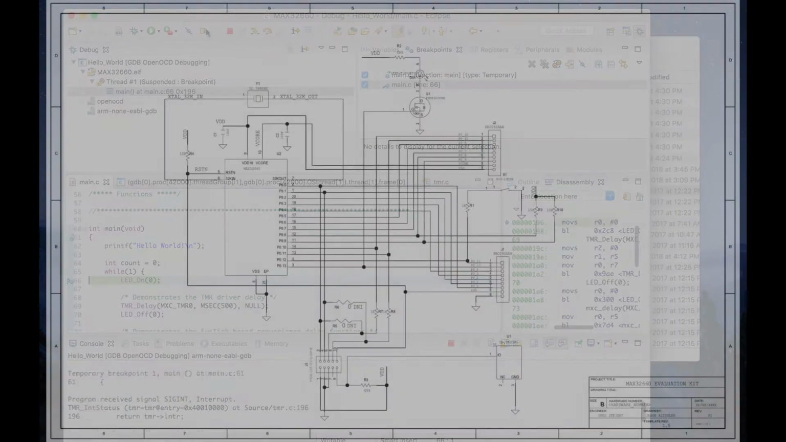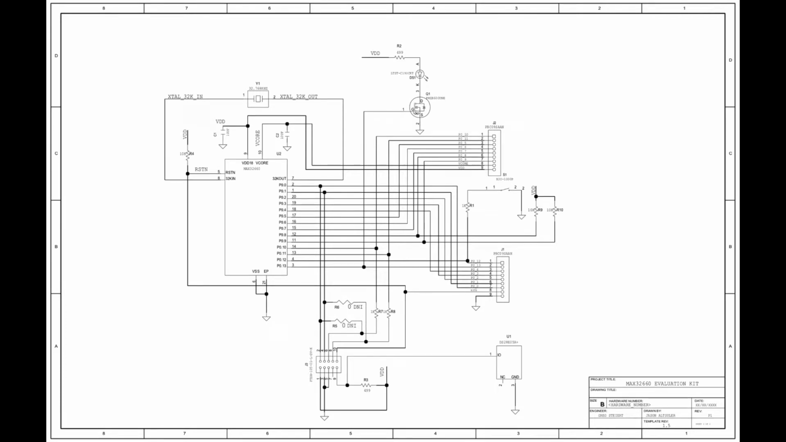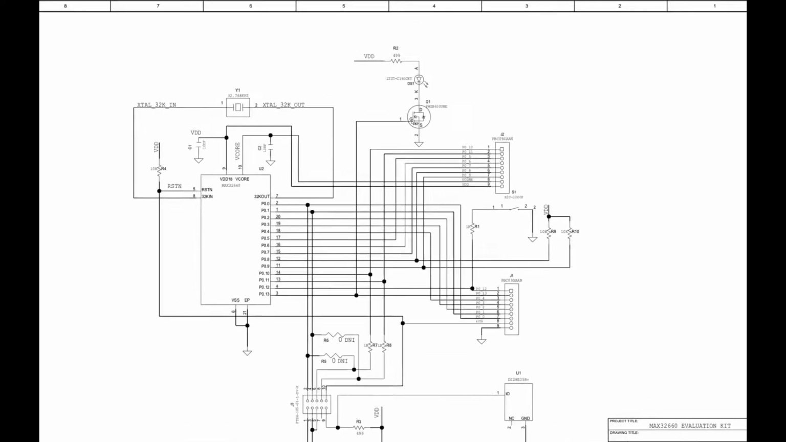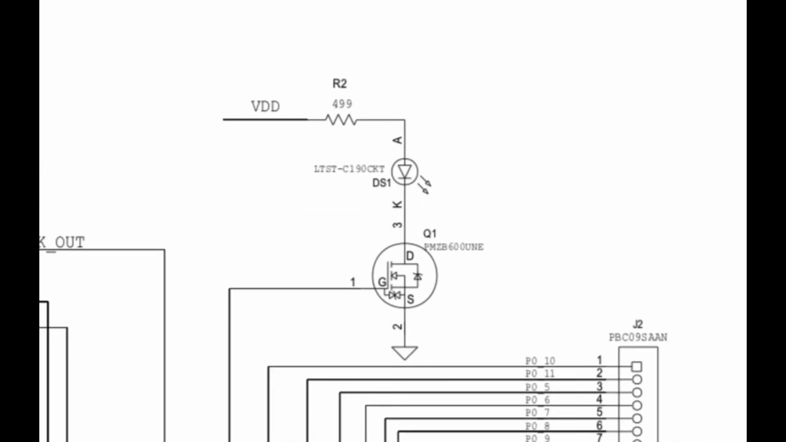Okay, this is a good time to take a look at the board schematic. This board is actually a pretty simple affair, with the MAX32660 at the heart of the schematic, but we want to focus on the LED. The LED is controlled by an external N-channel MOSFET. The gate of the MOSFET is connected to port bit 13, so when bit 13 is high, the MOSFET is on and current flows through the LED. But when bit 13 is low, the MOSFET is turned off, and so is the LED.